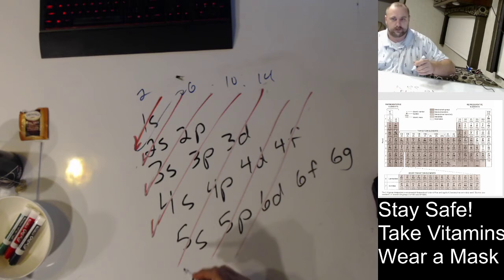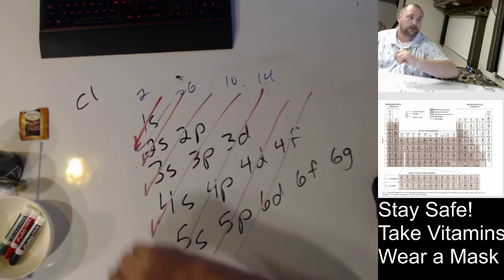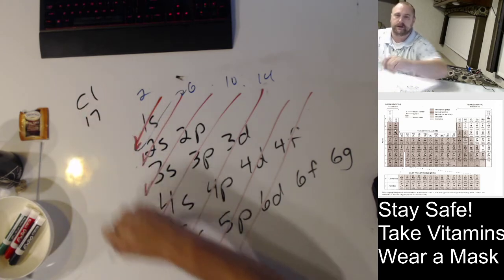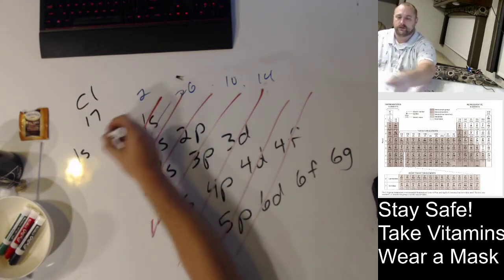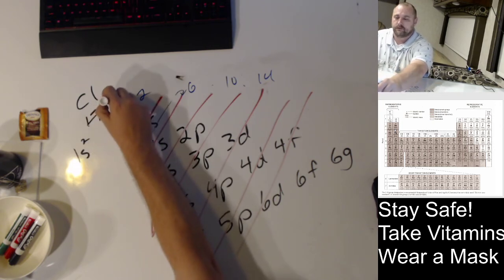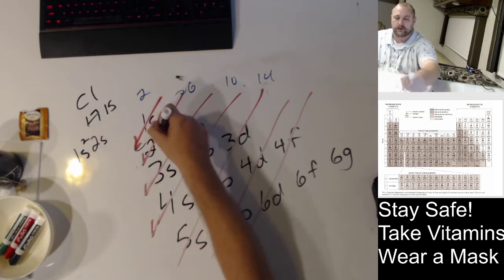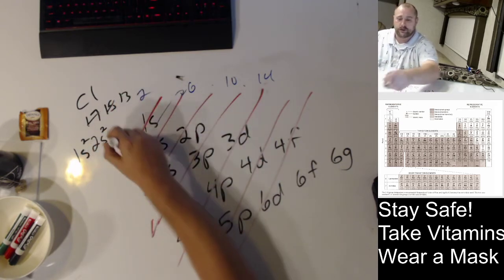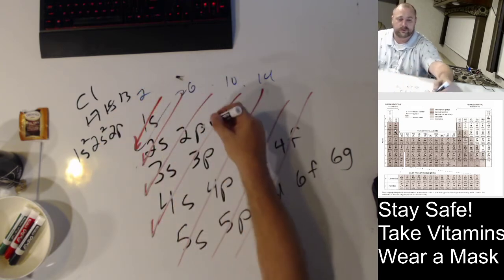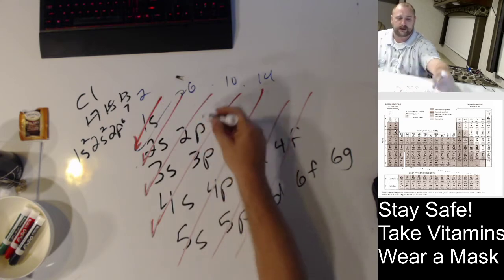Let's do chlorine. 17. Are you kidding me? All right, 1s. It holds 2. I have 2. I've got 15 left. Then the 2s. It holds 2. I've got 2. I put them in. I've got 13 left. Then the 2p. It holds 6. I've got 6. I put them in. I've got 7 left.